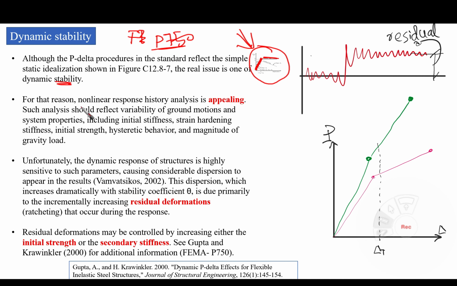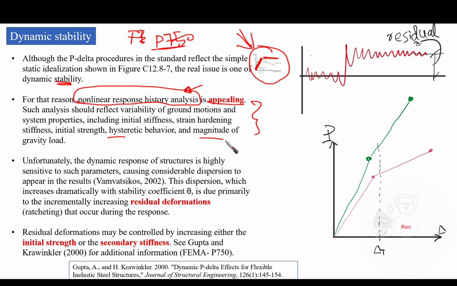We found that the most accurate one is going to be nonlinear response history analysis. I'm going to talk about this in future videos. We found that it's the most accurate, which is why it's very appealing for us. But this analysis is also very sensitive to many things: the ground motion, the initial stiffness, the strain hardening, the hysteretic behavior, and the magnitude of the gravity loading. So it is highly sensitive.